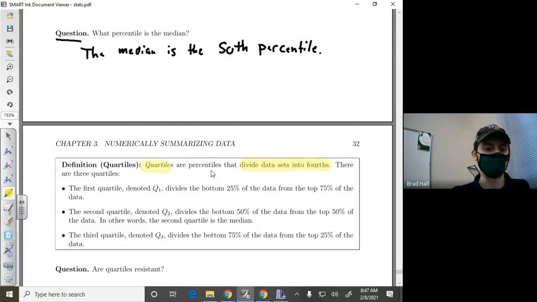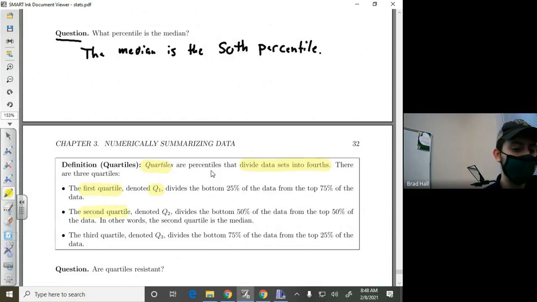There are 3 quartiles. And the quartiles, as you would imagine, are boundaries that separate the data into fourths. There's the first quartile, which divides the bottom 25% from the top 75%. Naturally, the first quartile would be considered the 25th percentile. The second quartile divides the bottom 50% of data from the top 50%.